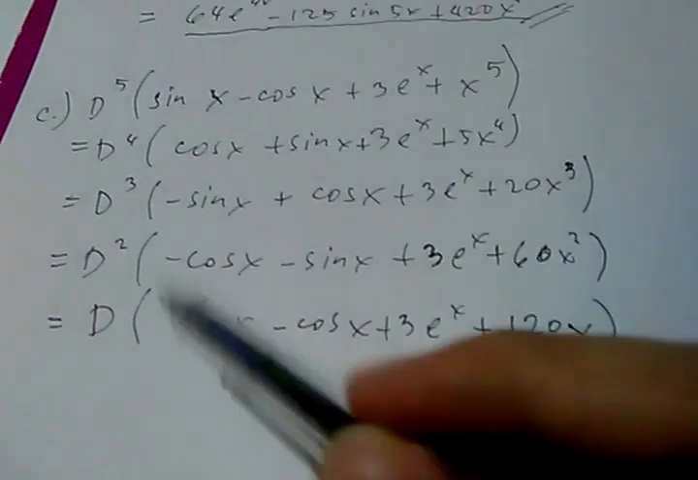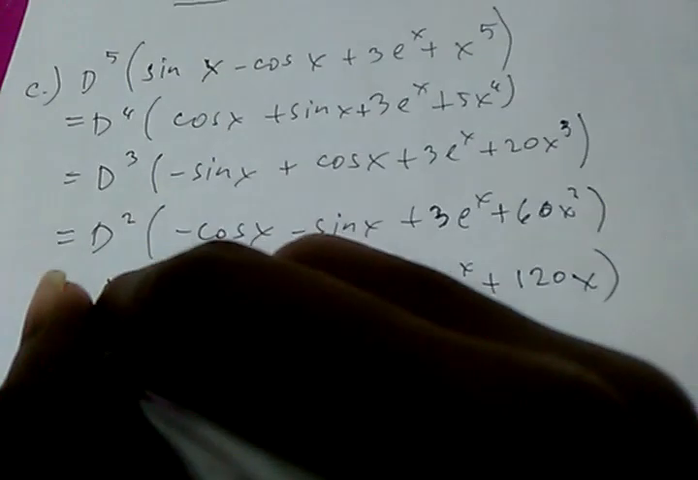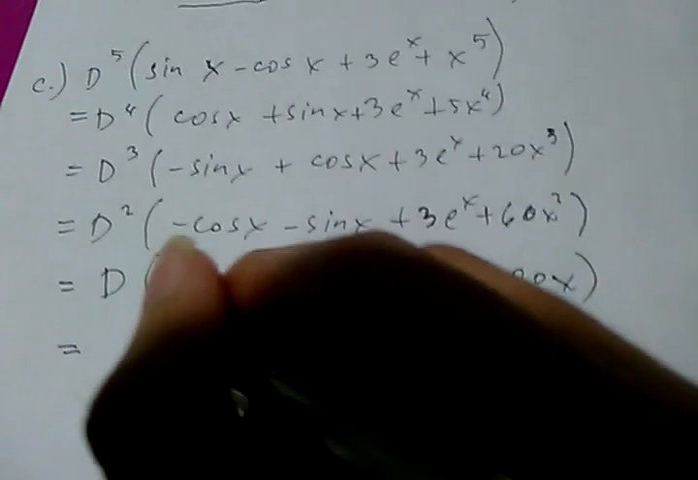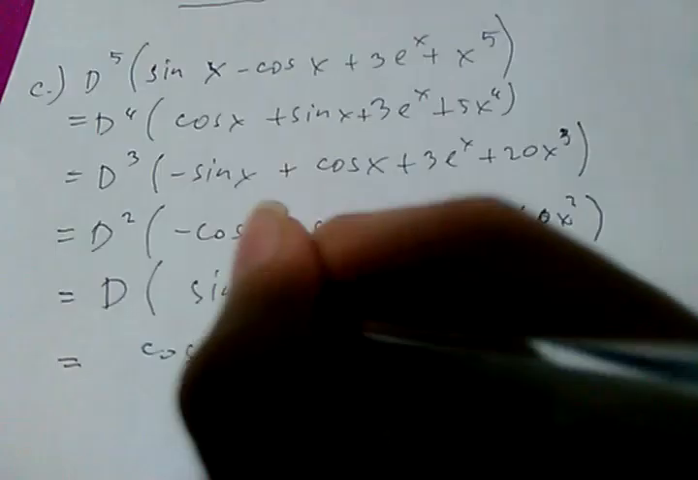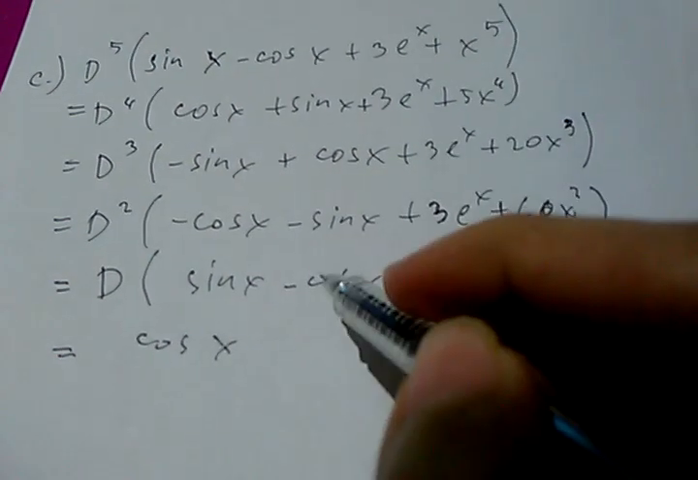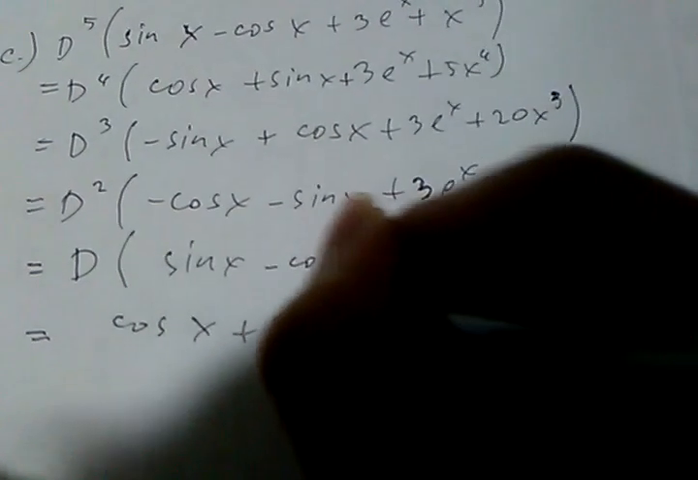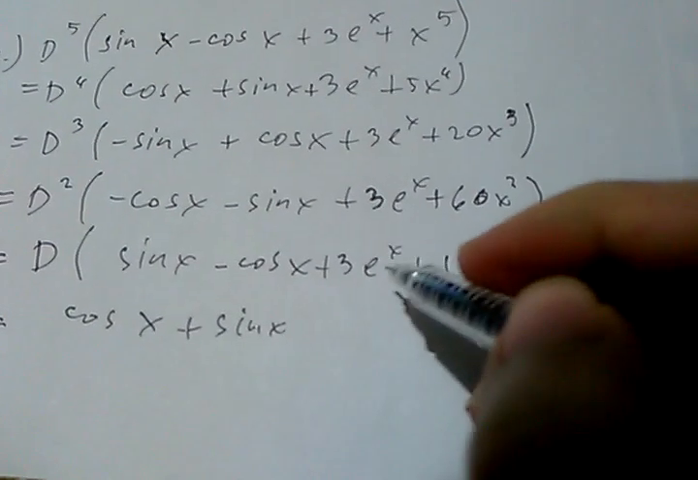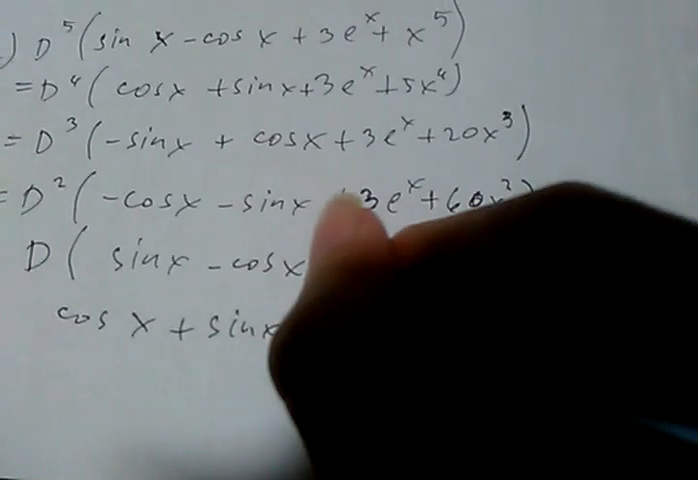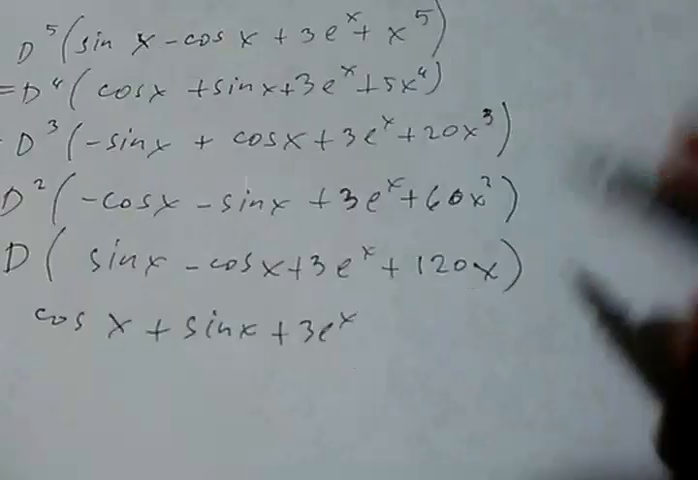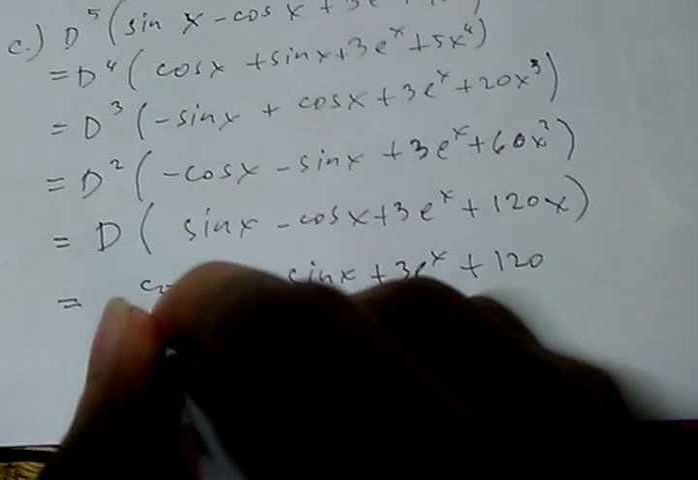Now we have the last derivative. The derivative of sine of x equals cosine x. Then for negative cosine x, it equals positive sine of x. Then for 3e raised to x, it is also 3e raised to x. Then the derivative of 120x is positive 120. So that's it. We finally solved it.